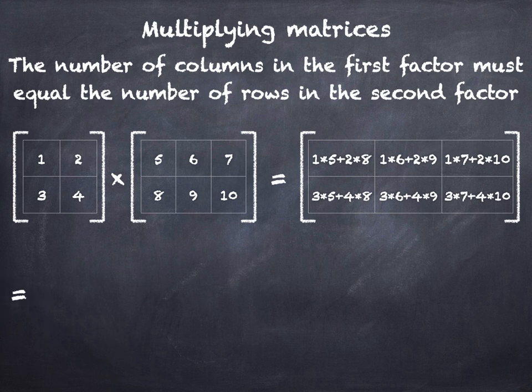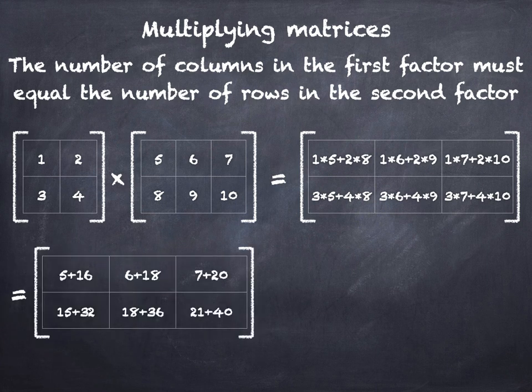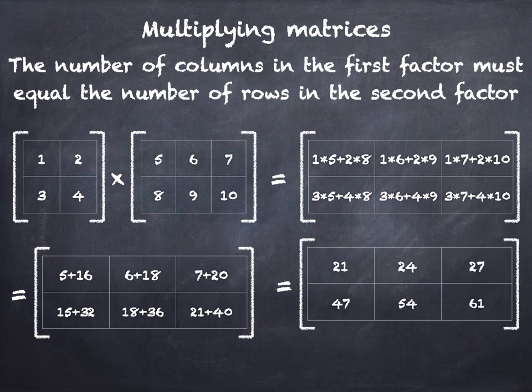Then we do the multiplication, and I went through 1 times 5, 2 times 8, 1 times 6, 2 times 9, 1 times 7, 2 times 10, 3 times 5, 4 times 8, etc. And then we add them together, and you get 21, 24, 27, 47, 54, and 61. That's how you multiply matrices. Okay?